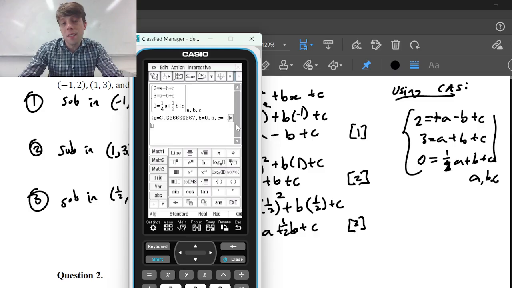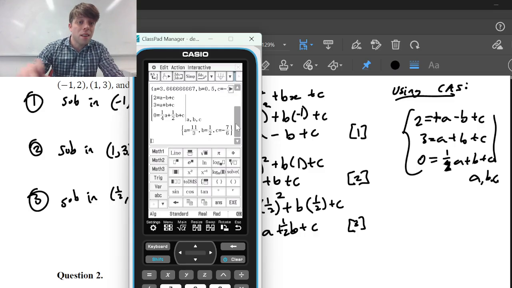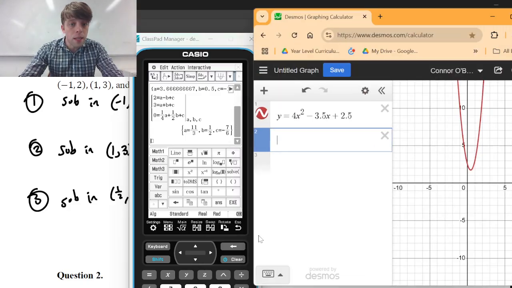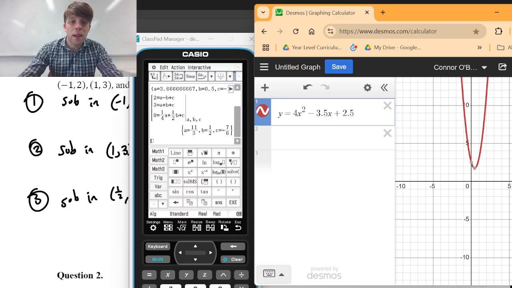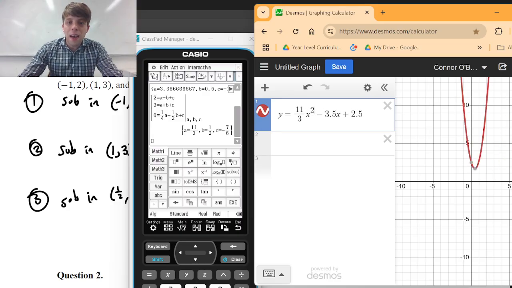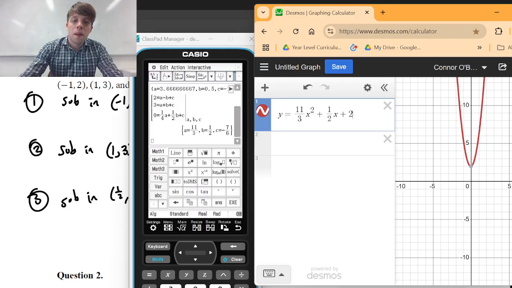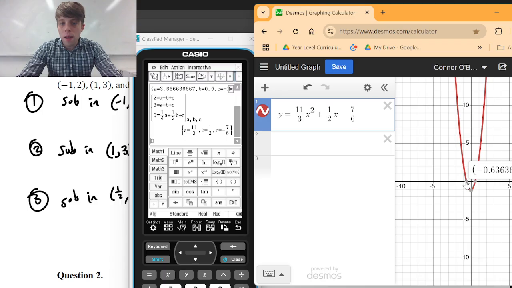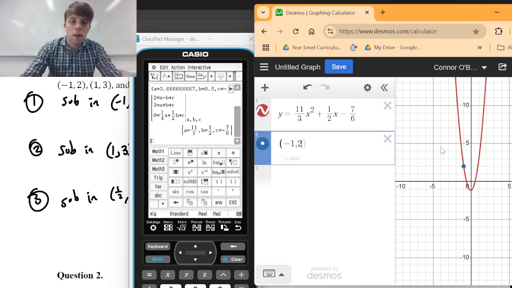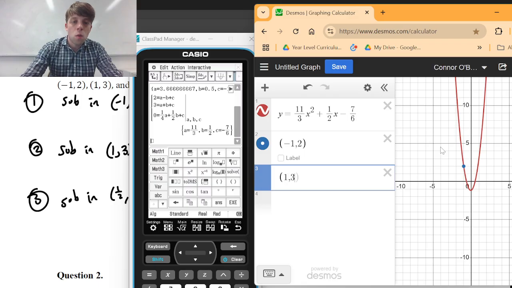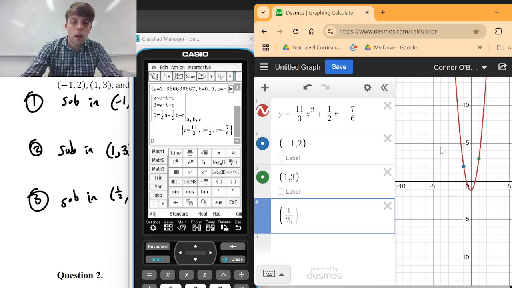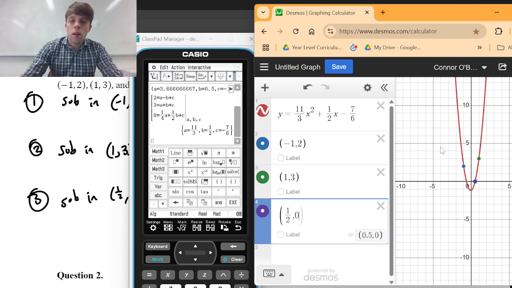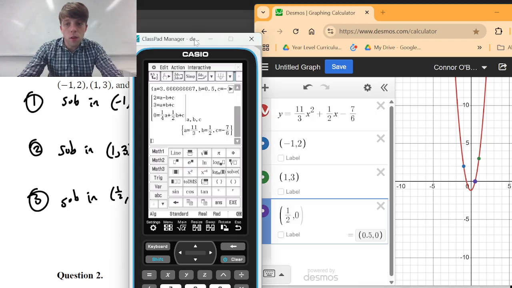I want to get an answer that is in a fractional form, so I'm going to hit standard. And these are supposedly the A, B, and C values. So let's check to make sure that they are correct, and fingers crossed we get it right this time. That is plus 1/2x minus 7/6. There we go. And let's double check if our points line up. We had 1, 3, and we had 1/2, 0. And indeed, they do all lie on the graph. So that's fantastic. We found our first solution.